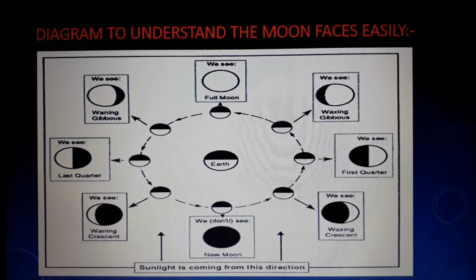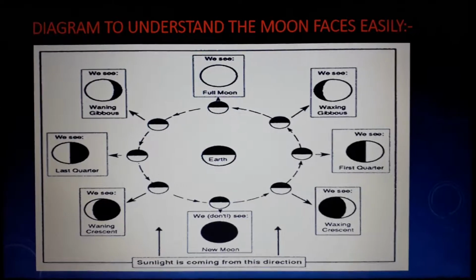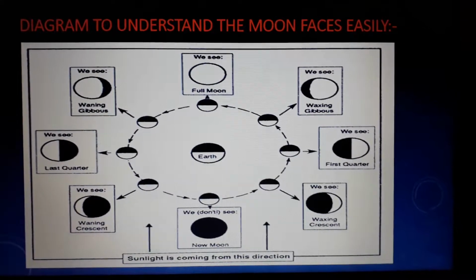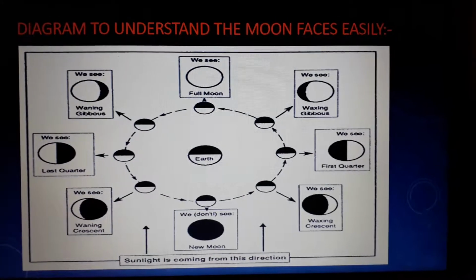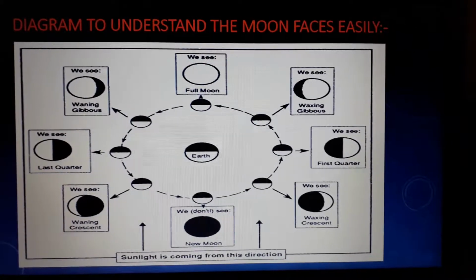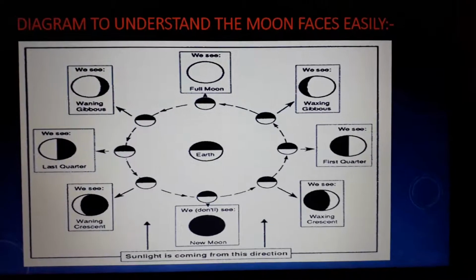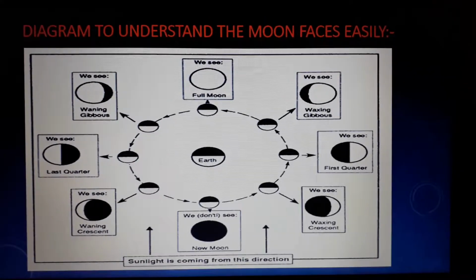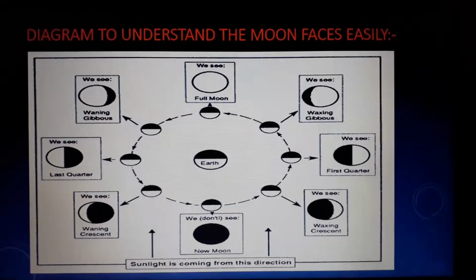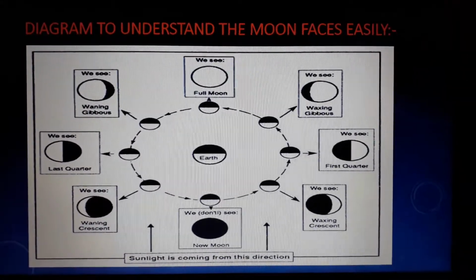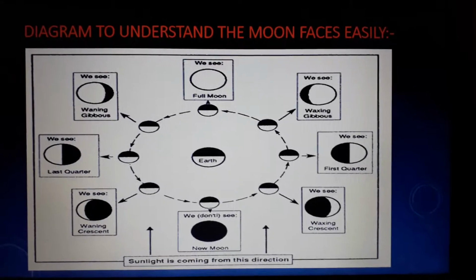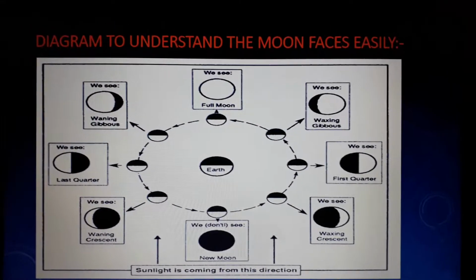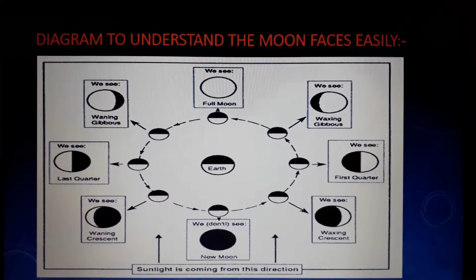This is a diagram to understand the moon phases easily. The children can start studying from the new moon. Then you can go to the right side one, waxing crescent. Then first quarter, we see next the waxing gibbous. We see next the full moon. We see next the waning gibbous. Then the last quarter and then the waning crescent. If you learn this diagram, it will be easy for you to understand the different phases of the moon.